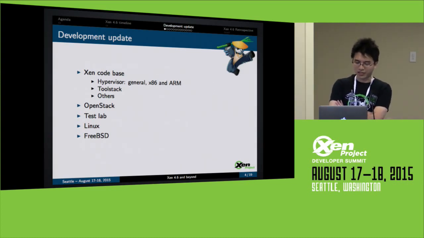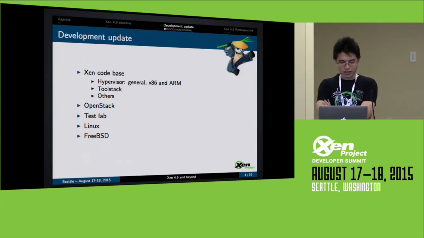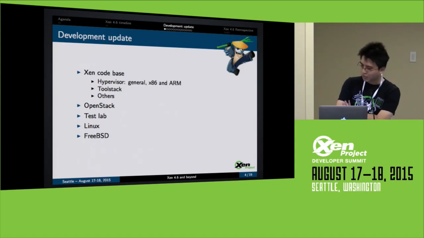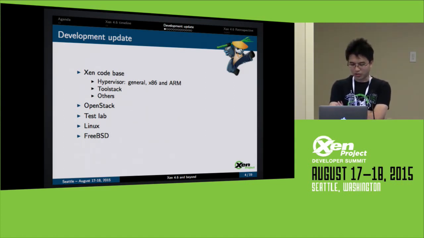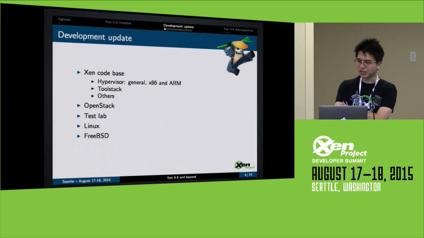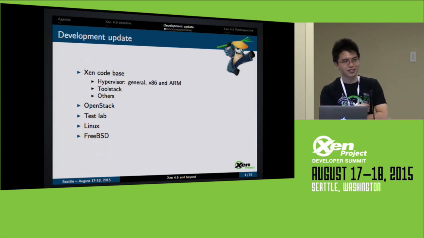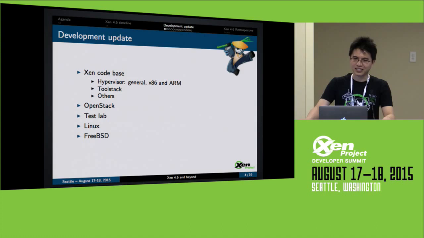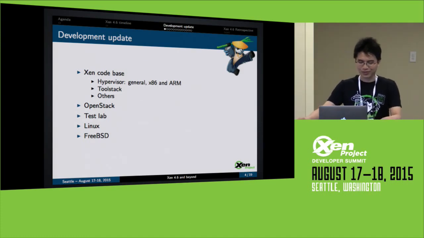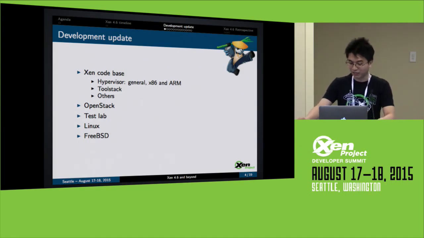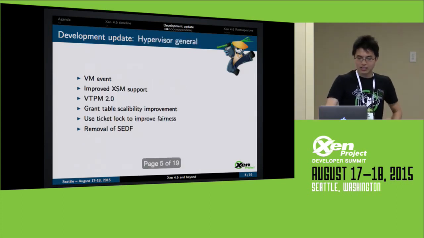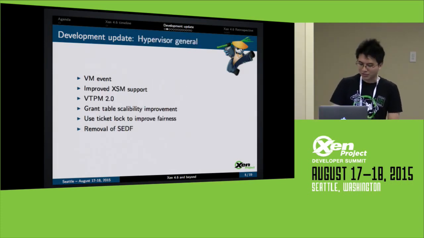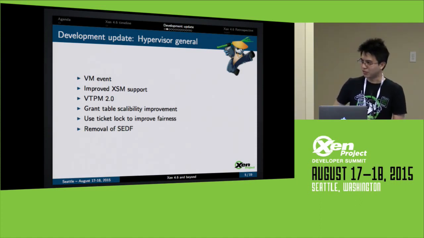And then here comes the development update part. I will cover as many things as possible. I'll cover the Xen code base, which includes the hypervisor and toolstack and other stuff, and then say a little bit about OpenStack. But I would just skip that part because Lars had many fancier slides than I do. And then the test lab, Linux and FreeBSD. So, the development update for the hypervisor in general.